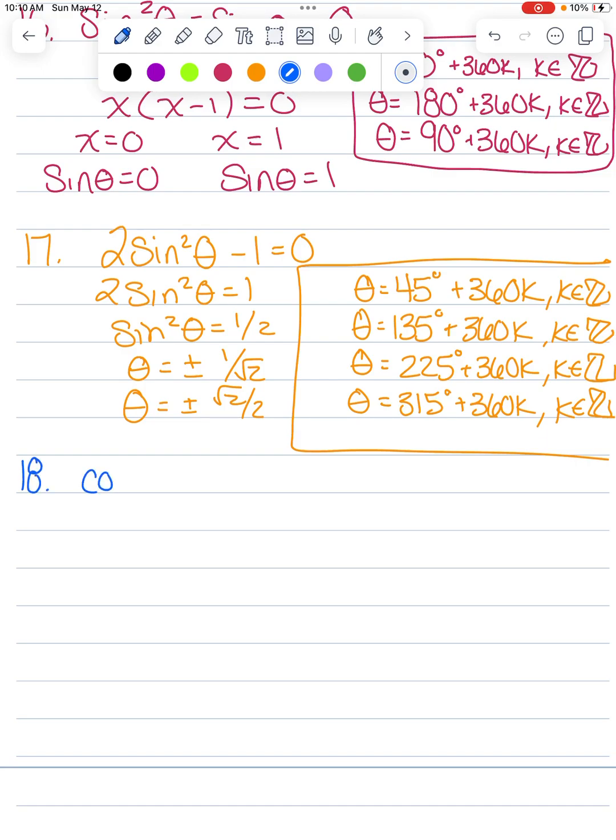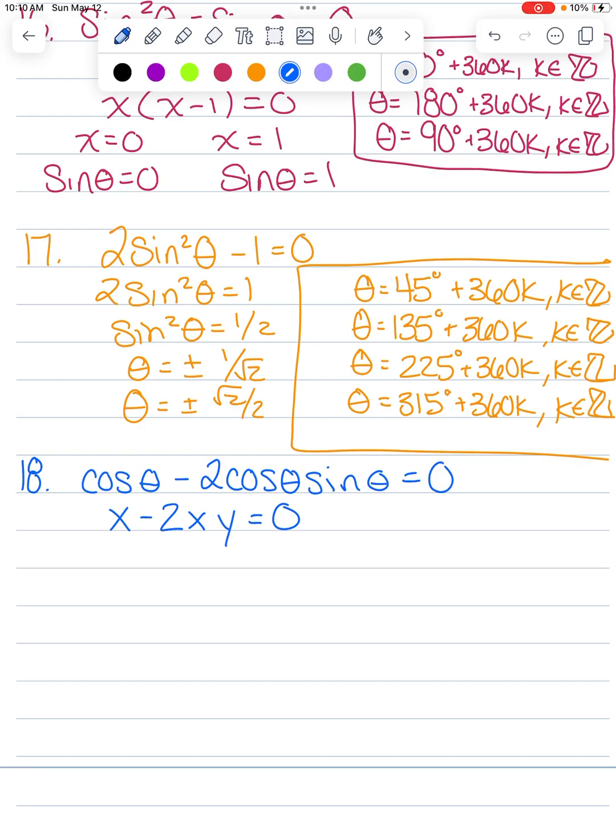18. Cosine theta minus 2 cosine theta sine theta. Why did I write sine first? You saw nothing. I didn't do it. Equals 0. Hit the window. I'm like, oh, did it knock itself away? It flew away. Okay.